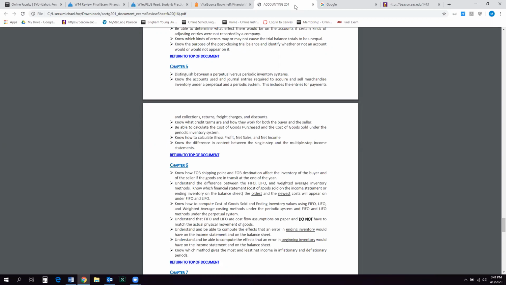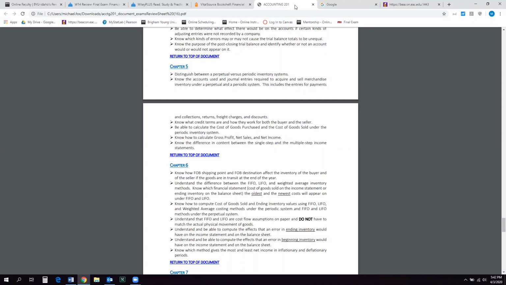Know what credit terms are and how they work for both the buyer and the seller. So remember that terms are usually written something like 1/10 net 30, which would mean a 1% discount if you pay within 10 days, and the net or the total amount is due within 30, or 2/10 net 30, or sometimes just net 30, meaning there's no discounts, but you have to pay within 30 days.